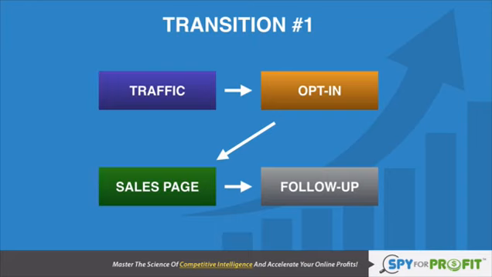So this is transition number one. We simply take the validation model, and instead of promoting the affiliate offer on the thank you page, we lead people to our sales page where we're now promoting the product ourselves.